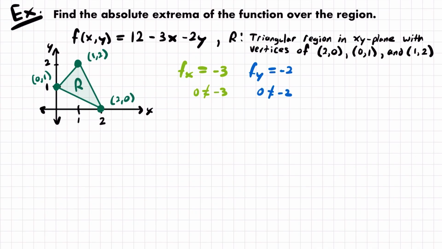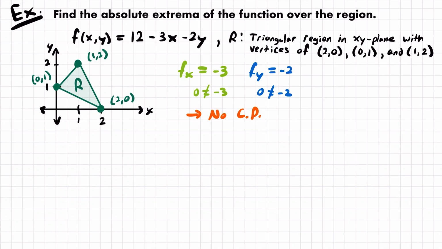0 does not equal negative 3, and 0 does not equal negative 2. So there are no critical points on this function. There are no points where both fx and fy are equal to 0 at the same time. In fact, they're never equal to 0. It's always negative 3 and negative 2. So we get no critical points for the function, so there's nothing to consider there in terms of absolute extrema for this function over the region.